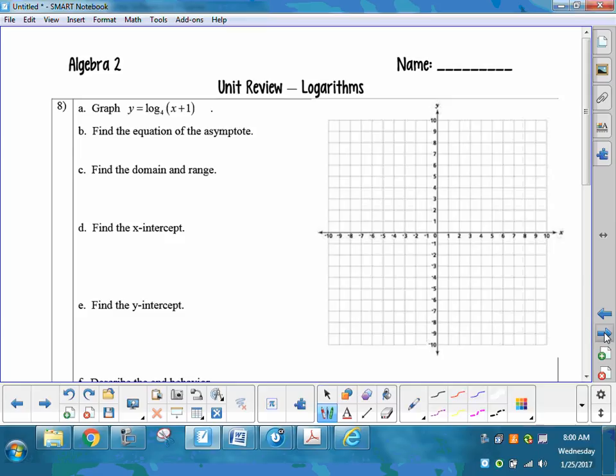Look at your graph right now. Go into your calculator, plug it in. I'm not going to make you plot points because you're not 5 years old. If you can't plot points, how did we get out of elementary school?